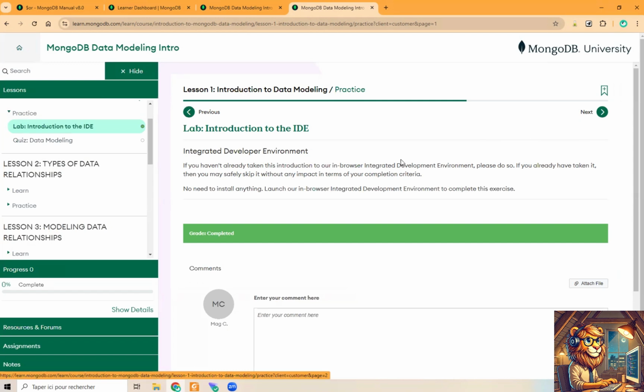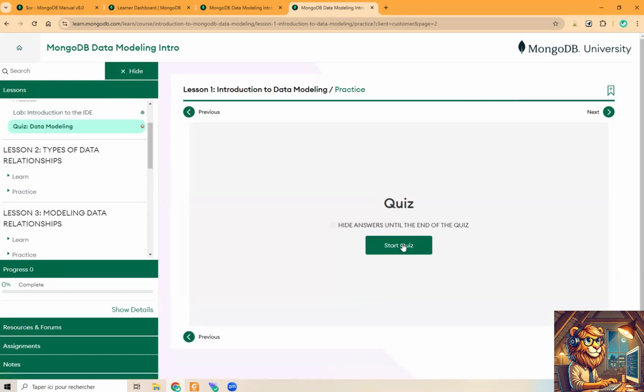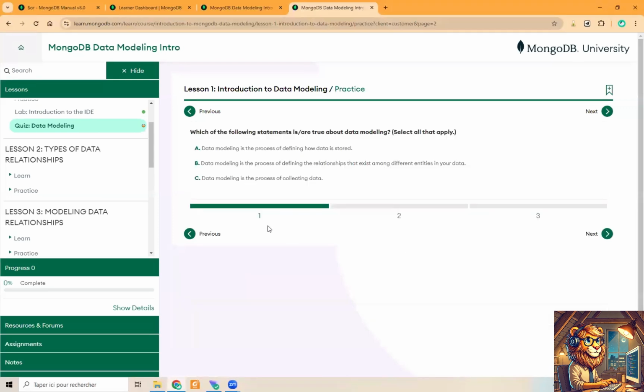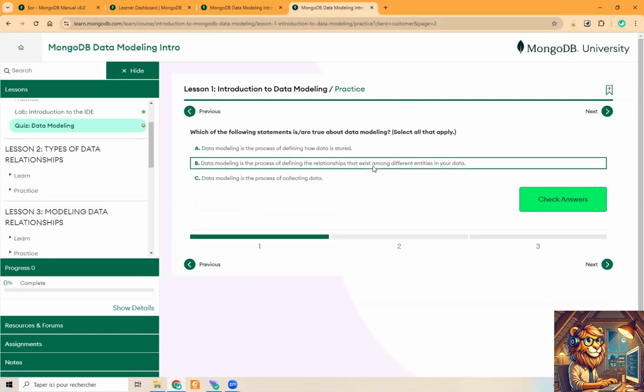Okay, there was not much to be done in the lab. There's just an introduction to the IDE. I guess it's because I've just started a new unit. Okay, let's go through the quiz then. Yeah, it's more data modeling. It's more related to the relationship between the data that exists in our data.